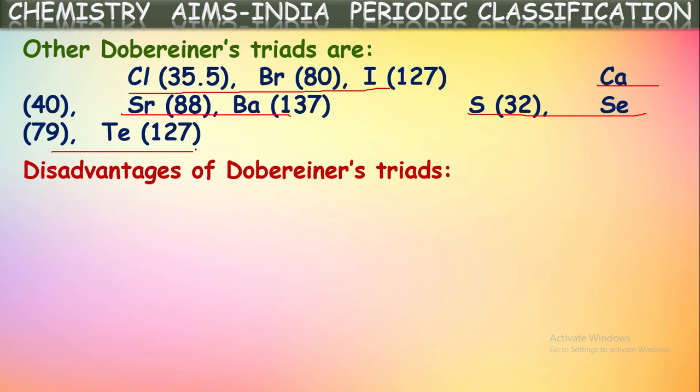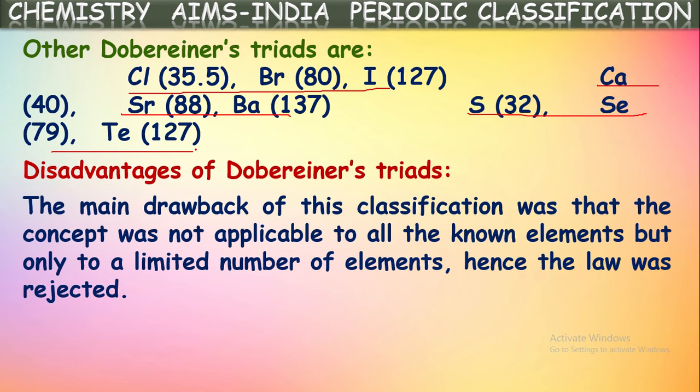But this theory was also rejected because of some disadvantages or limitations. Let us see what those disadvantages of Dobereiner's triads are. The main drawback was that the concept was not applicable to all the known elements, but only to a limited number of elements. That is why this classification was rejected.